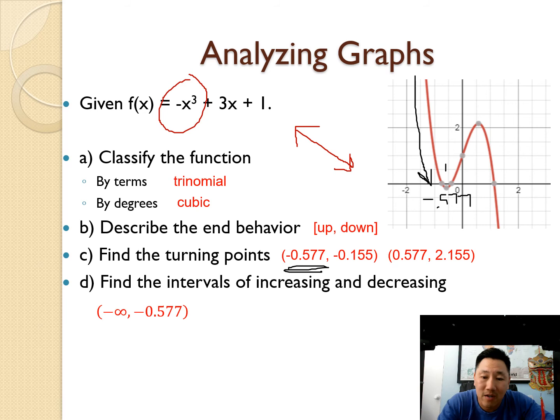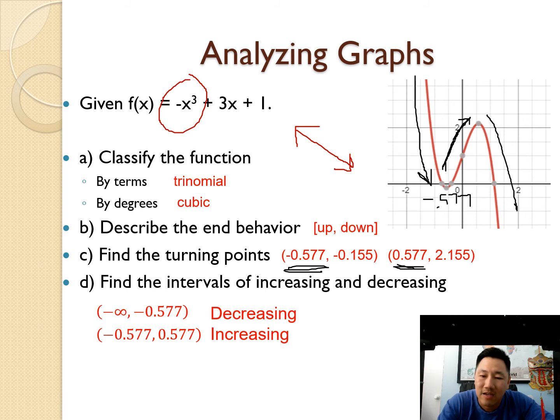Now, this part right here is increasing, so it's going up. The way you write that is from negative 0.577 to 0.577. It's these 2 points. We're only looking at the x values. That's increasing. And then from here to here, it's decreasing again. And the way you write that, from 0.577 to positive infinity, we have decreasing. All right? So, moving on.